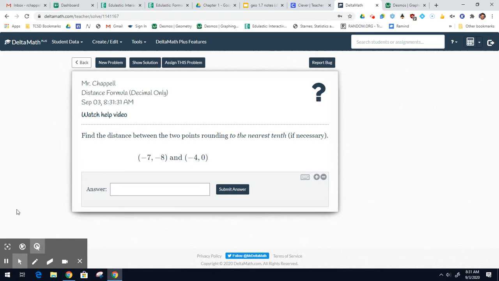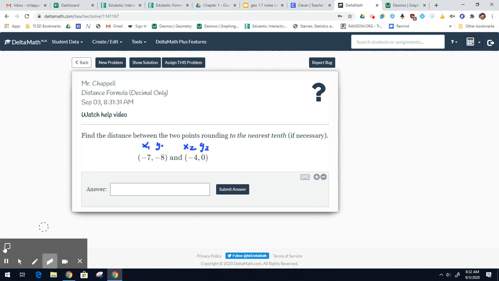All right, now this one says find the distance between the 2 points, rounding to the nearest tenth if necessary. So here are my 2 points. Now what you could do is use the formula if you like that. So here's your x1, y1. Here's your x2, y2. But I'm going to suggest you graph it. So we're going to go graph it. So -7, -8, and -4, 0.